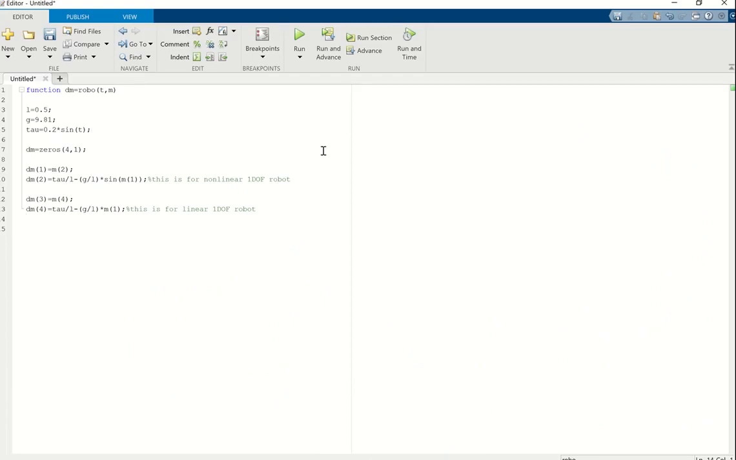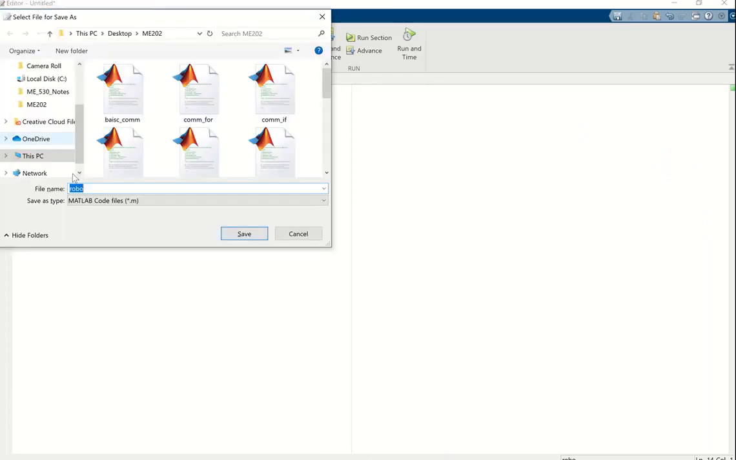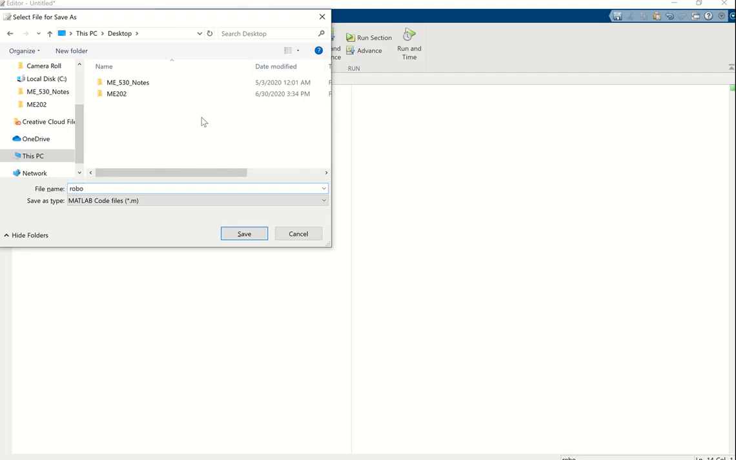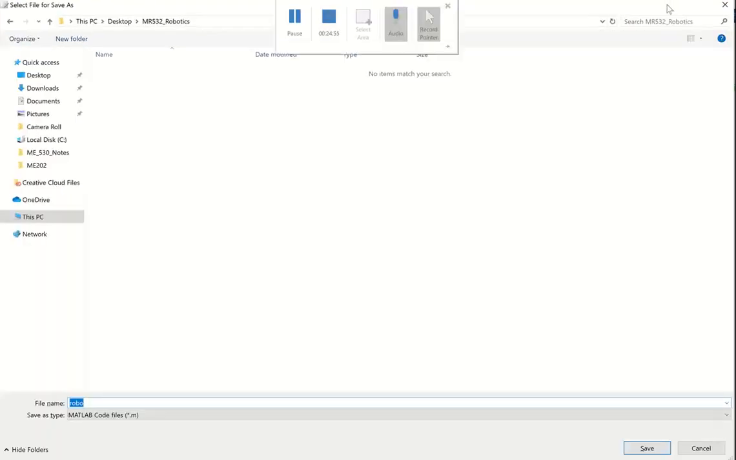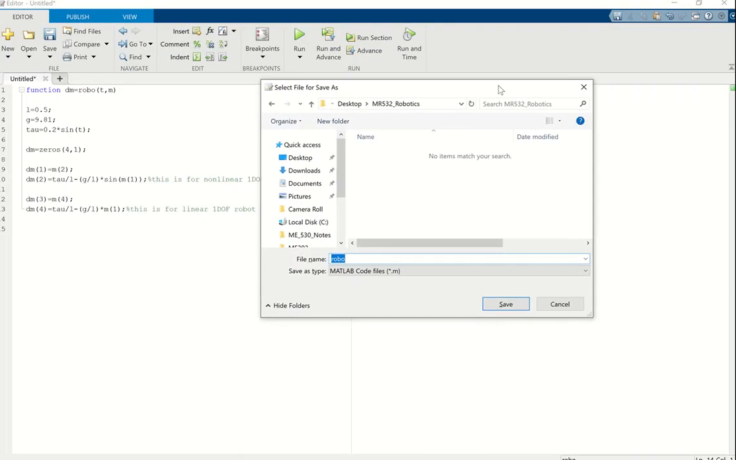Now having this, when you are saving this, the M file name, as I taught a million times, must be exactly the name of what? Let me go to desktop first, new folder, and ME532 robotics. It must be exactly the name that you typed here, guys. Look at here, this robo must be exactly this. If you change it, done.